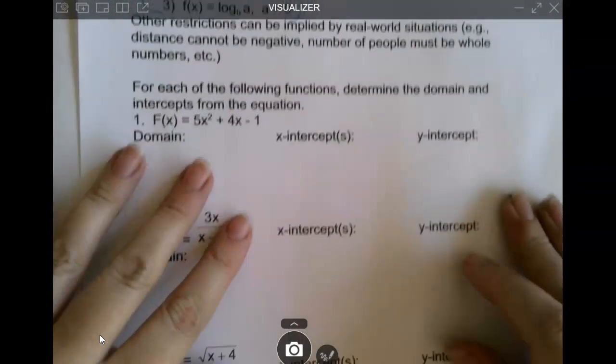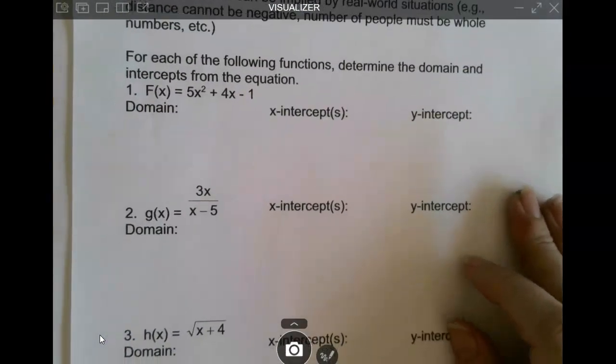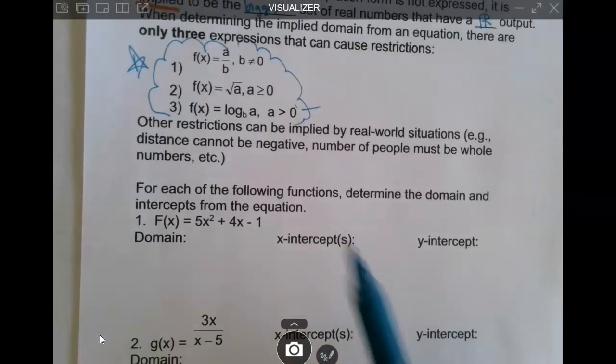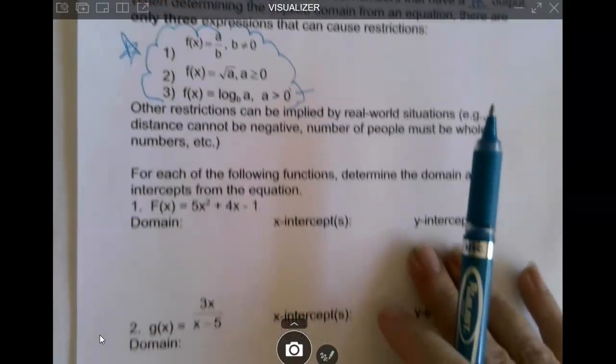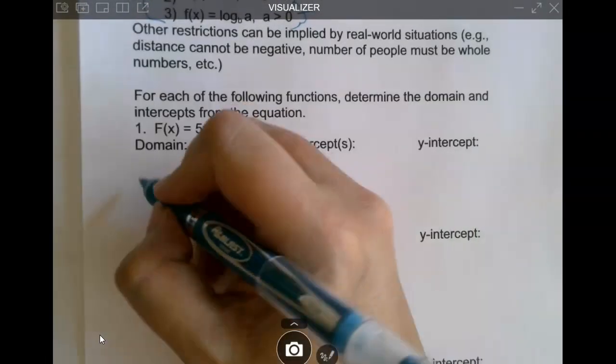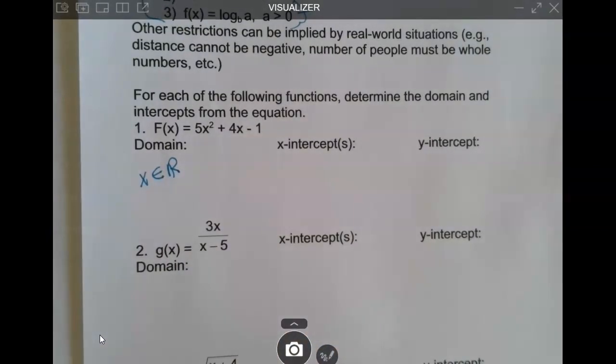So when we look at these, this first one, does it look like either one of these 2? Nope. So that means that the domain is all real numbers. If it's not one of our 2 examples, then it's all real numbers.